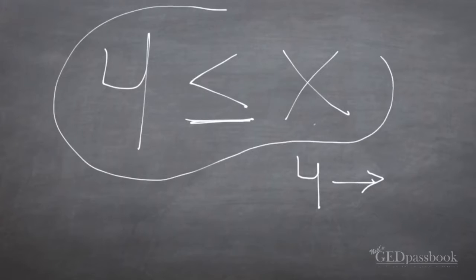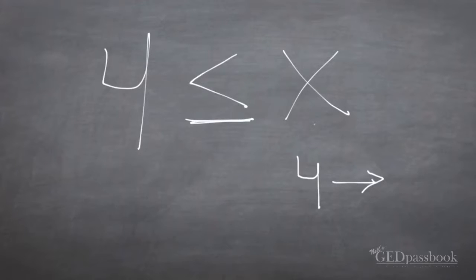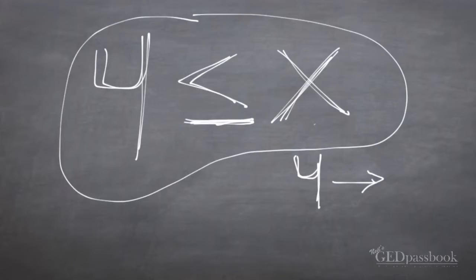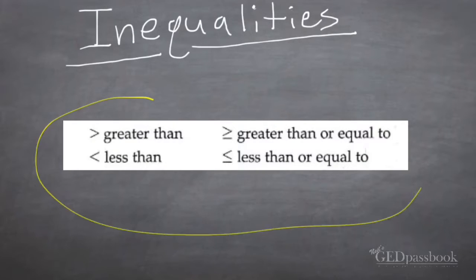Because given this inequality statement, 4 is less than or equal to X. Am I right? So X could be a 4 or greater, but it can't be less than 4, because that would not be true given this statement, because the statement is saying 4 is less than or equal to X. Alright? That's why it's good to memorize this.